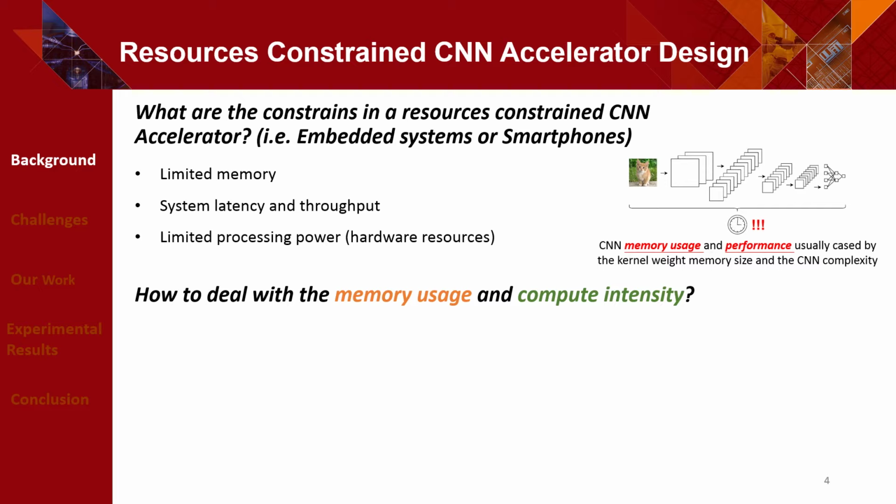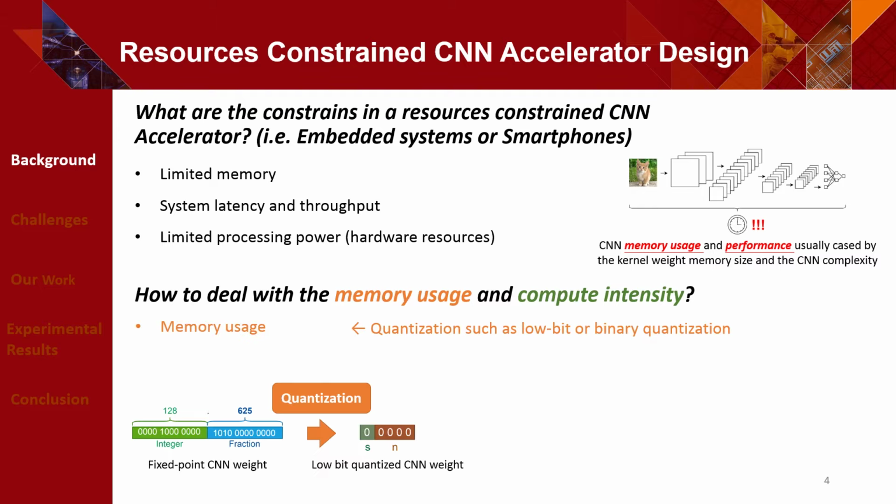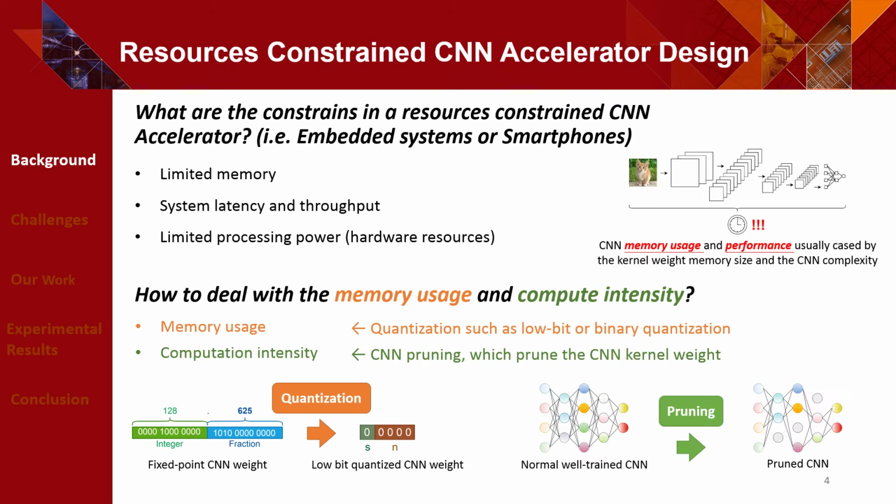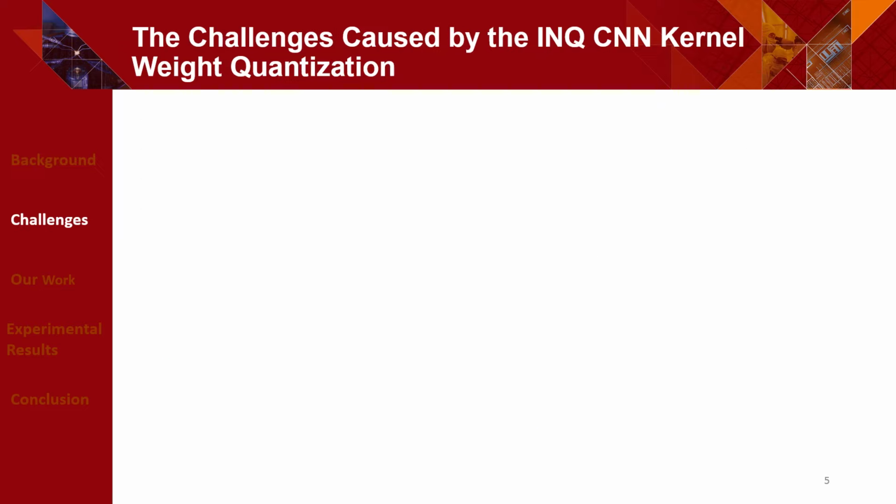We usually deal with two major problems. First is the memory usage and the compute intensity. For the memory usage, we usually quantize the weights in order to reduce the memory usage by lowering the bit width, for example low bit quantization, or binarize the weights into a binary representation. Afterward, for the computation intensity, we usually prune the neural network. After our neural network is well trained, we can remove some of the redundant neurons, so the kernel size will be reduced. And of course this pruning also introduces another form of problem we will discuss.